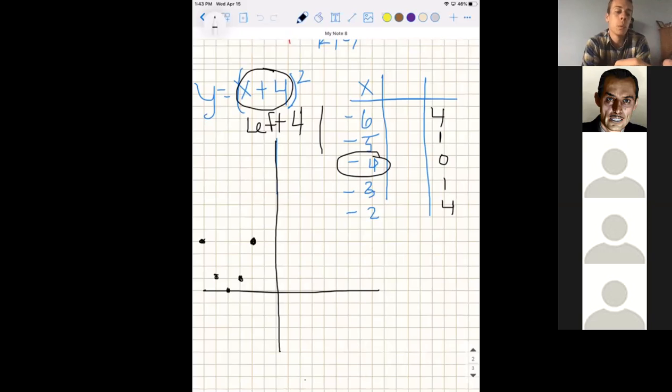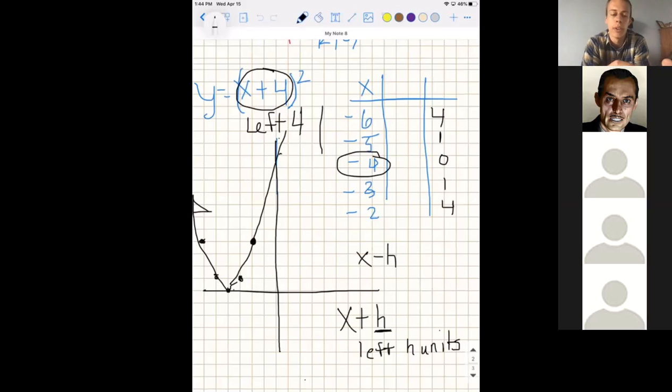So if you did it with 0, 1, 2, 3, and 4, all that would happen is that you would get the points way up here. And so what I want you to understand is if it is x plus h, h is just whatever number, your graph is going to move to the left, or your vertex, everything's going to move to the left h units.